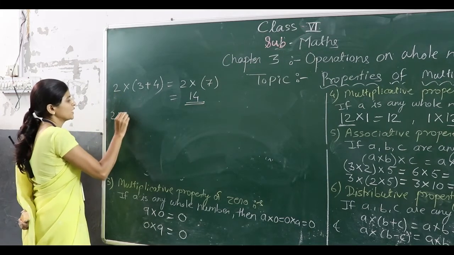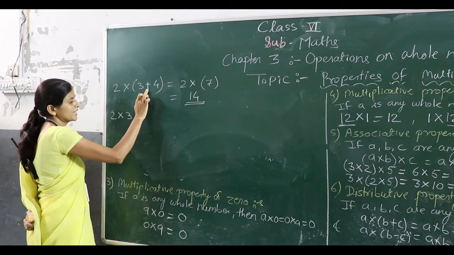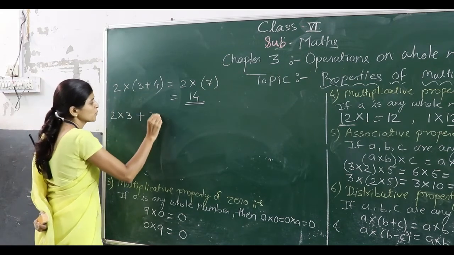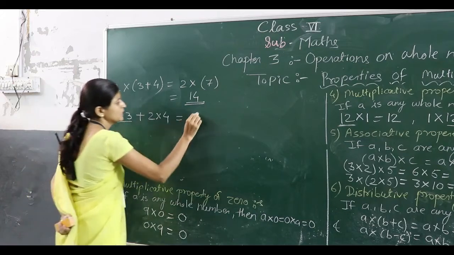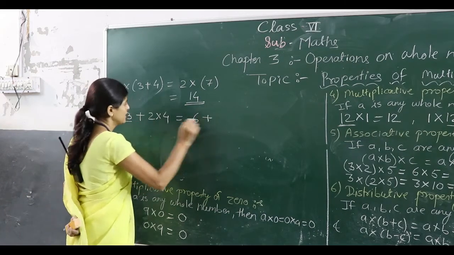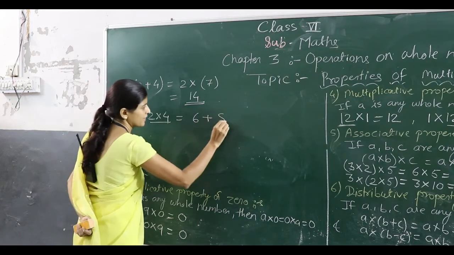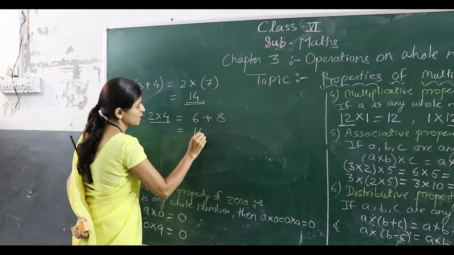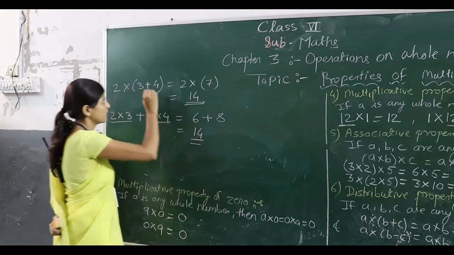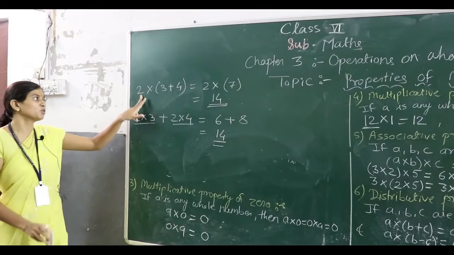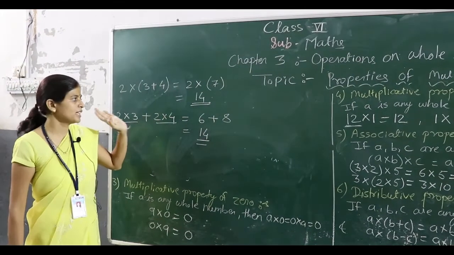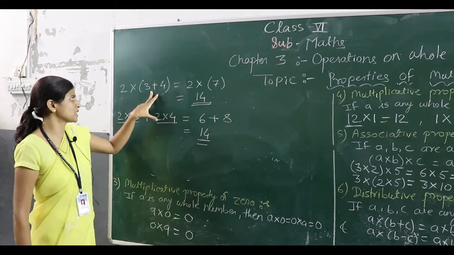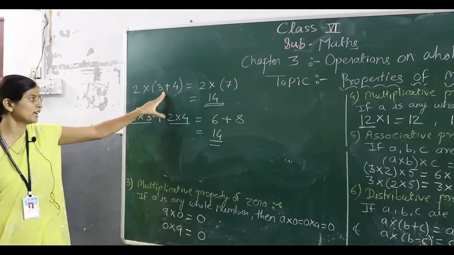2 distributed over 3. Addition is there, that's why addition. Now 2 distributed over 4. So what is it? 3 2s are 6, addition, 2 4s are 8. 6 plus 8 is 14. Means if we distribute 2 over both the numbers, we get the same answer. This property is called the distributive property. This is the distributive property over addition.